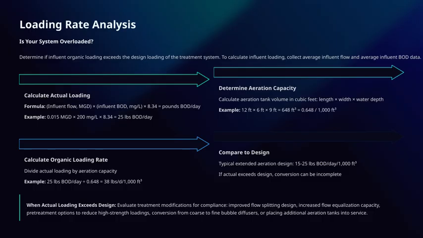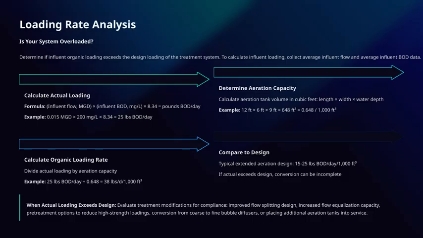The formula is straightforward. Multiply the influent flow in million gallons per day, or MGD, by the influent BOD in milligrams per liter, then multiply the result by 8.34. This gives us the pounds of BOD per day. For example, if we have an influent flow of 0.015 MGD and an influent BOD of 200 mg/L, the calculation looks like this: 0.015 times 200 times 8.34, which equals approximately 25 pounds BOD per day.